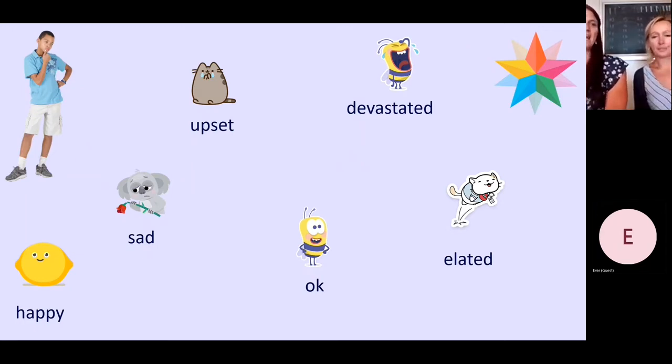So have a go. Again, feel free to put it in the chat if you'd like to, or jot it down on a piece of paper. I'll give you a little bit of time. Think about what those words mean, and think about how we can go from one anchor point, the most sad, through to the most happy.